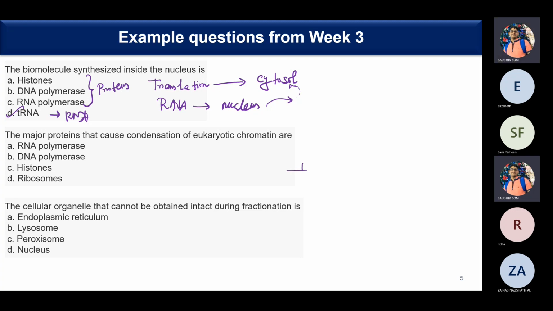The major proteins involved in condensation of eukaryotic chromatin are, of course, histones. Because I just now told, in the first slide I have explained, DNA polymerase and RNA polymerase are for replication and transcription. Ribosomes are used for protein translation, right?